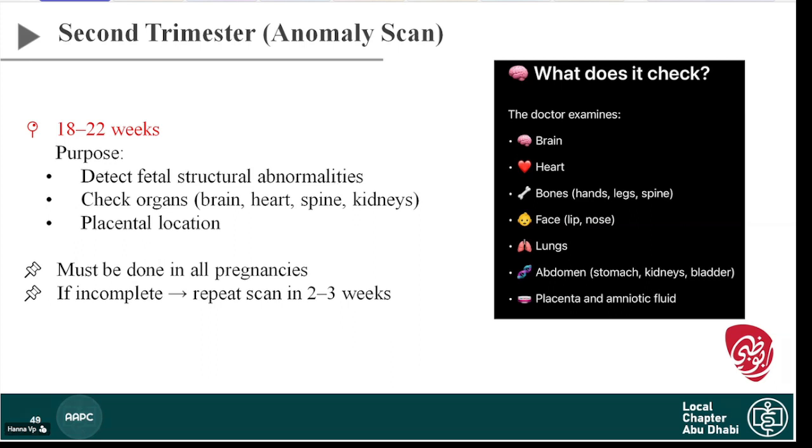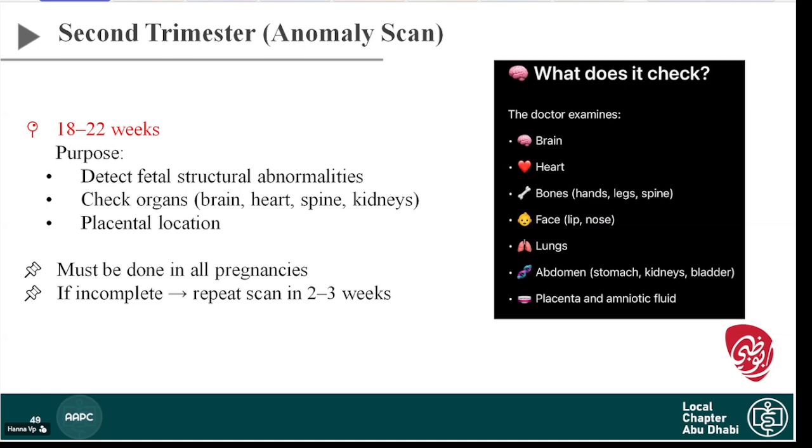Okay, it helps to find out the baby's body or structural issues. It also helps to check the organs: brain, heart, spine, and kidneys. It also helps you to find out the placenta location. It must be done in all pregnant patients. If the scan was not done properly or was not completely done, you should repeat the scan within 2 to 3 weeks.